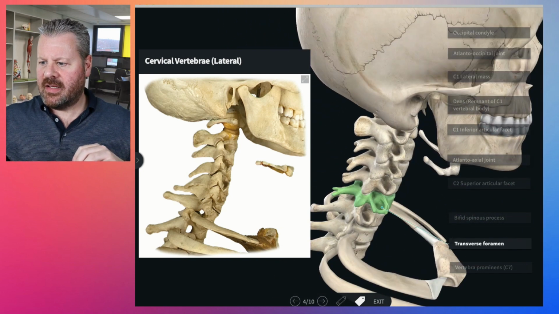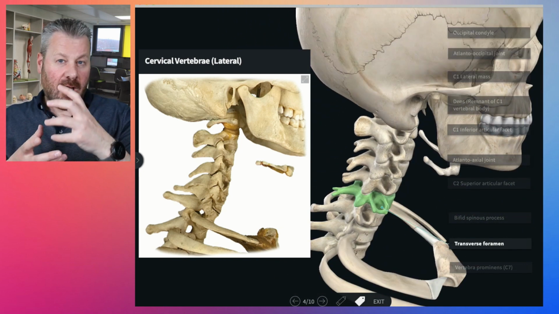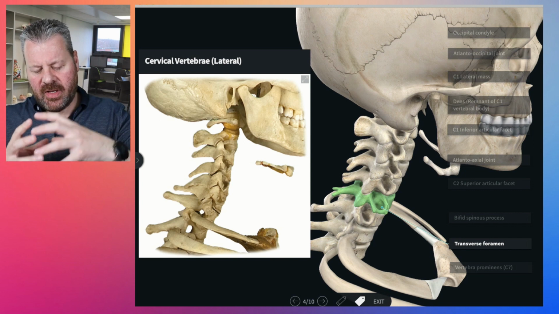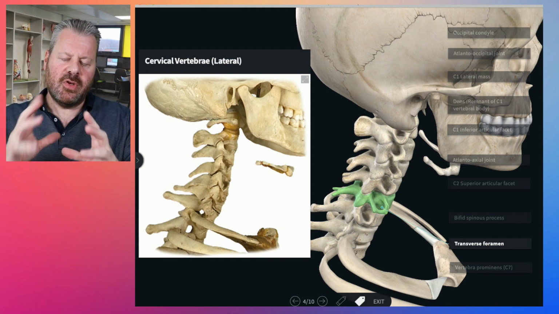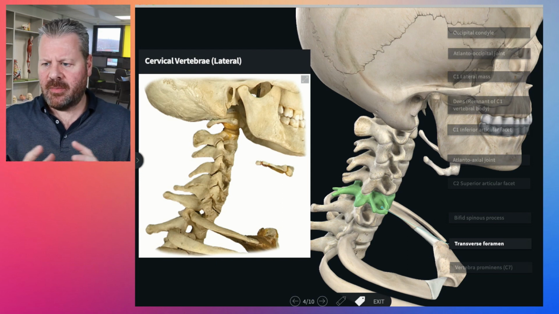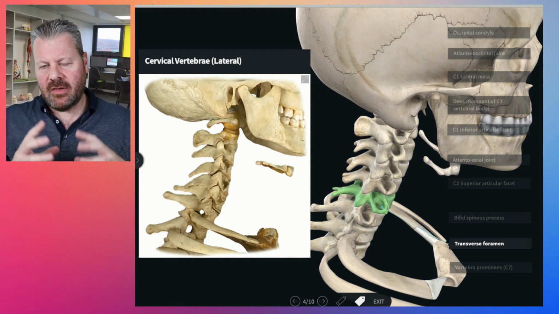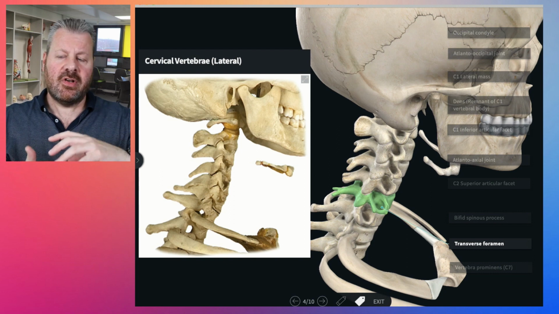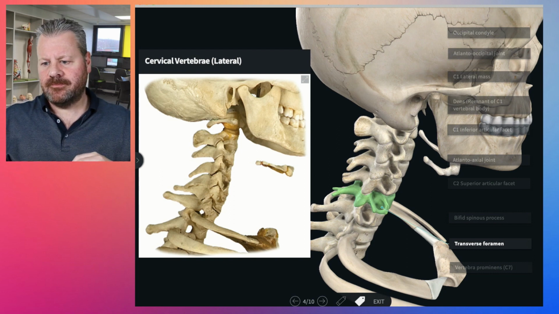Also highlight the transverse foramen where the vertebral artery lies. When it comes to some of the manoeuvres that may be completed as part of physiotherapy and rehabilitation therapy, manual therapy techniques, a lot of care is taken to make sure that this vertebral artery is not compromised.